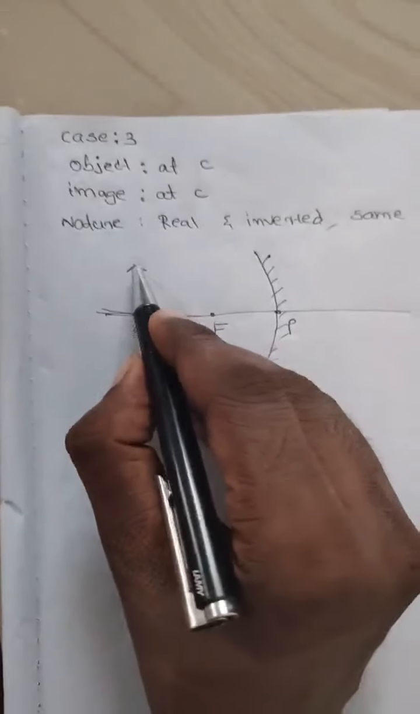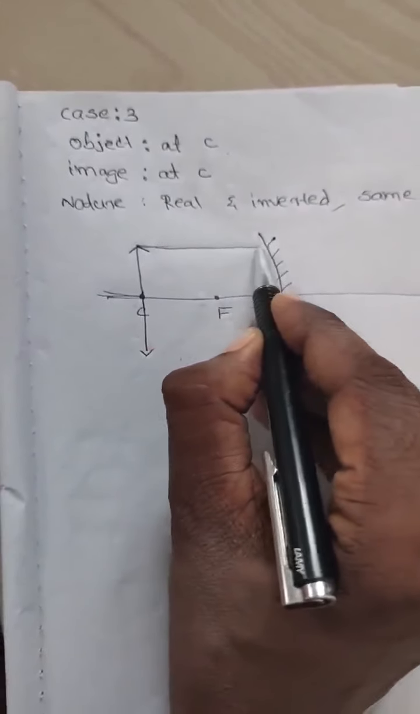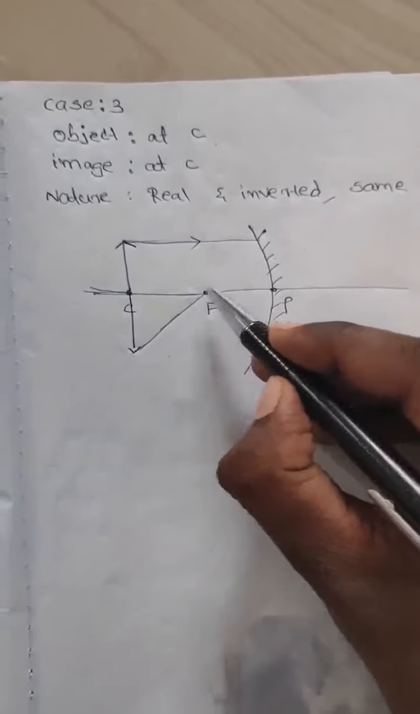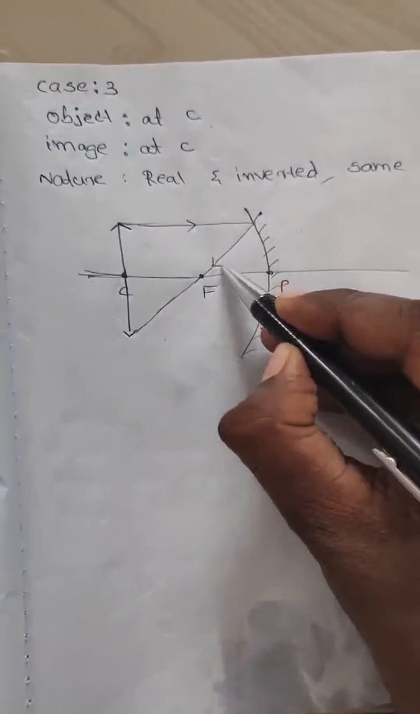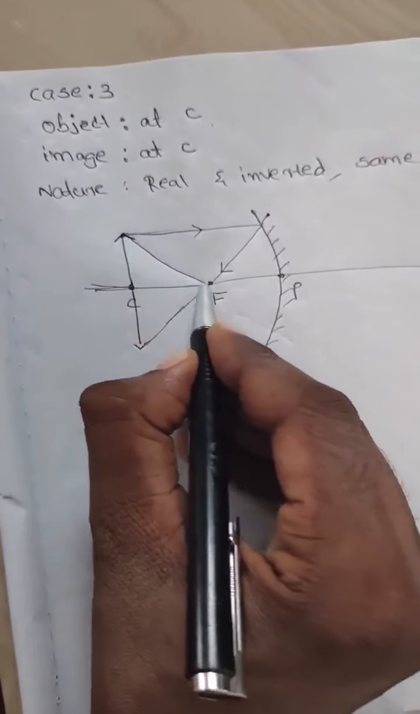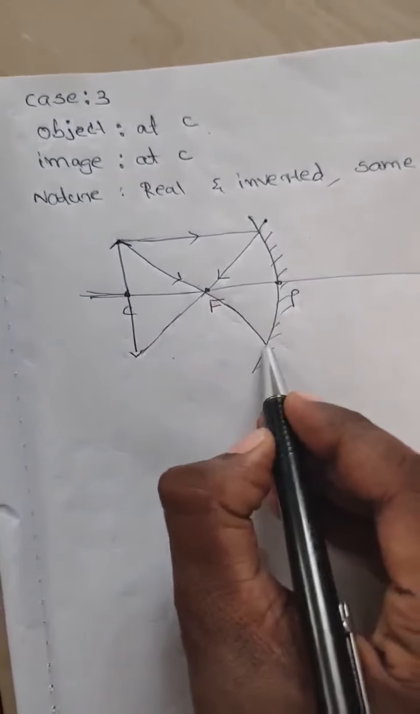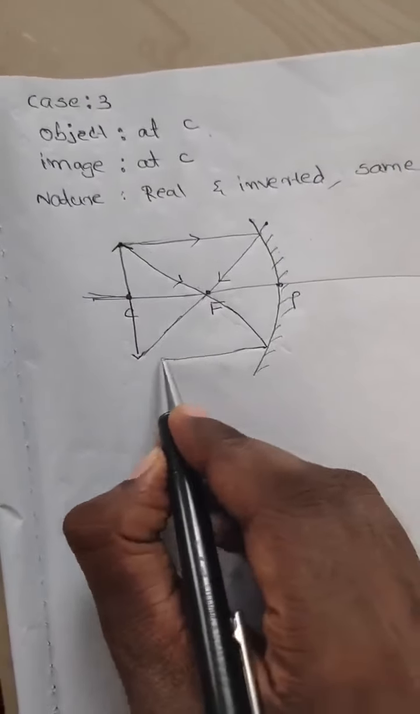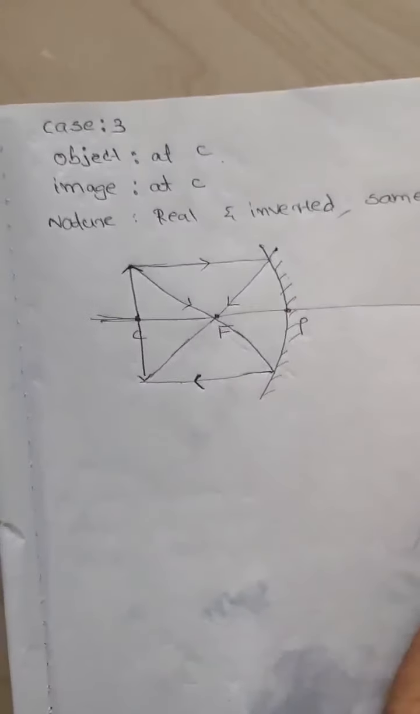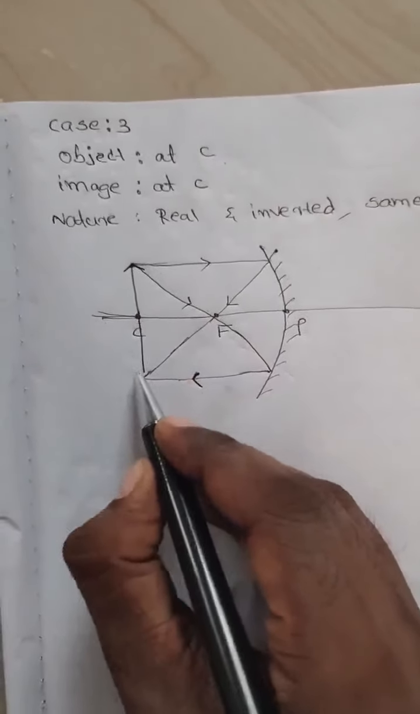Hence the rays used are, first one, moving parallel. We know that after reflection it moves through the focus. This is our first ray. And second ray, a ray moving through the focus. It's a straight line. It will move parallel after the reflection. Here this reflected ray and reflected ray meet here and the image is formed here.